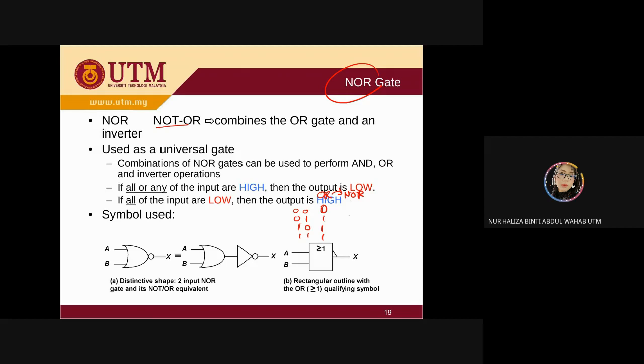So you will get 1, 0, 0, 0. So this is the inverse version, which is for your NOR. And this is basically how it looks. As I mentioned, similar to the NAND gate, your NOT gate will be in front, and this is your OR gate.